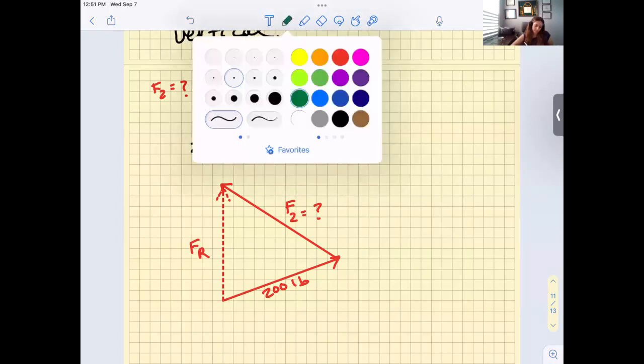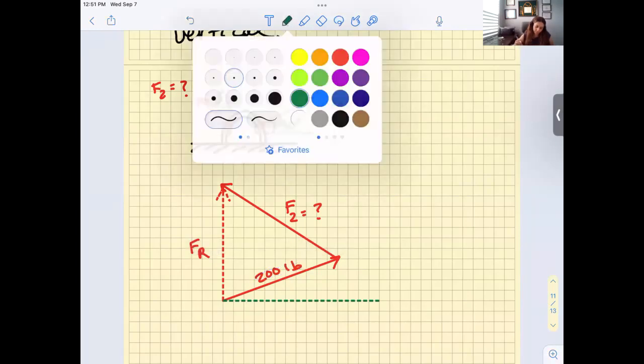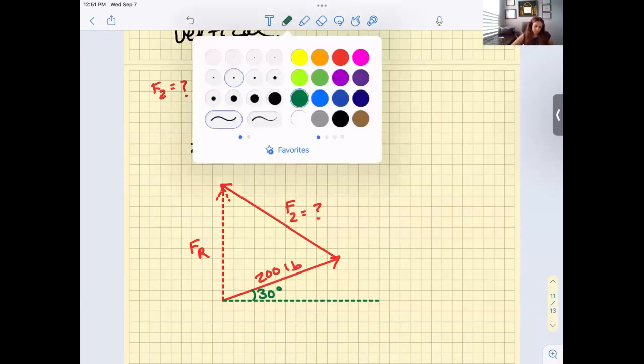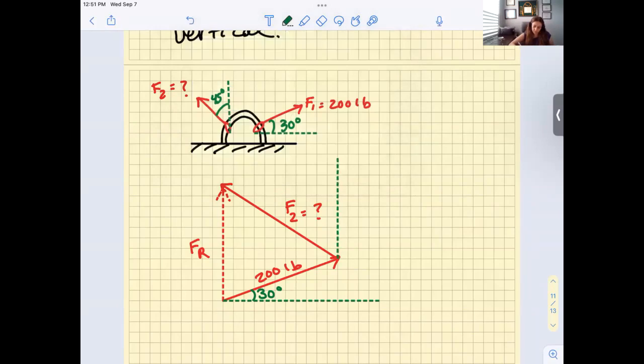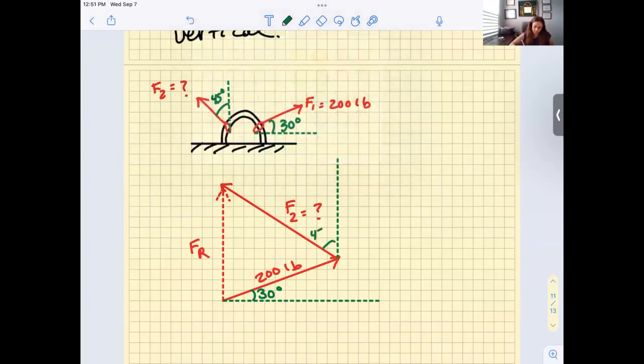We can label what we know. We know that this 200-pound force has a reference angle from the horizontal of 30 degrees. We know that F2 has a reference angle from the vertical of 45 degrees.